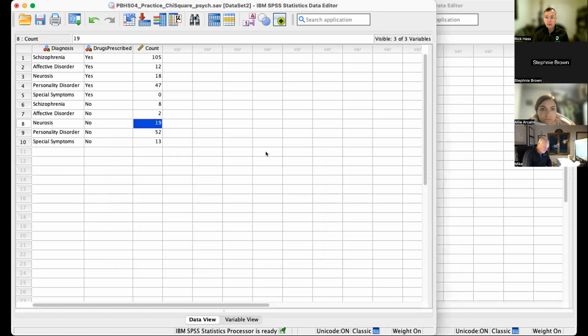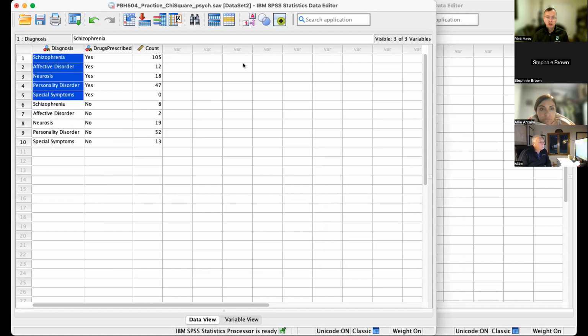So the files for homework, you'll have to do this too. You wouldn't have to do this if you had a big data set. Again, if you had 276 people and a column that said diagnosis, which was one of these 5 things, and another column that said drugs prescribed, you could do the same analysis that way.